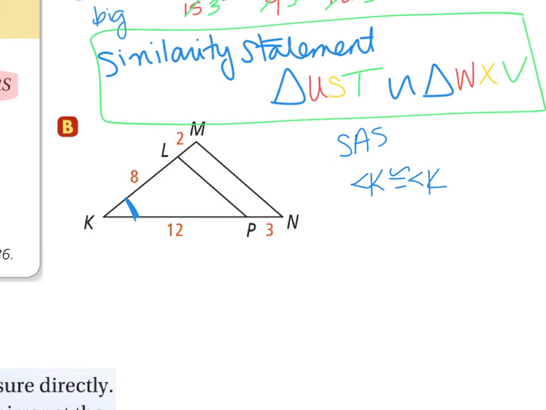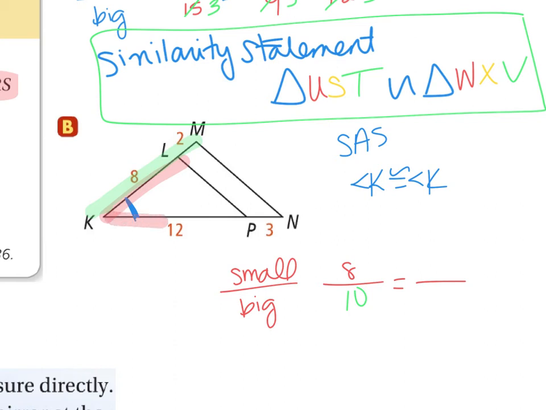So the side on, let's do small to big. Okay, this length right here is going to be 8. And then the big triangle, you've got to think about it for a second. This length right here would be 8 plus 2, so that would be 10. Okay, let's do the bottom side. So on the small, that would be 12.